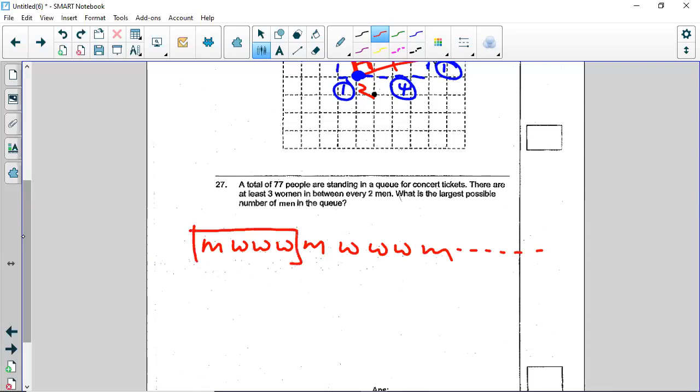Your group is here. Your group starts with a man, ends with a woman. But why does it start with a man? Because you want the largest possible number of men. So it's better to start with a man, right? Then you have more men.